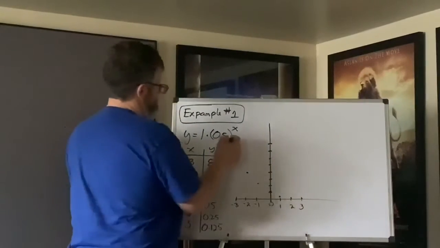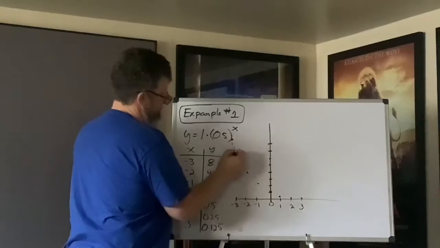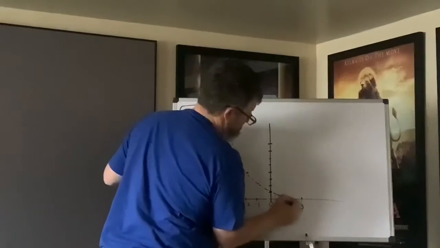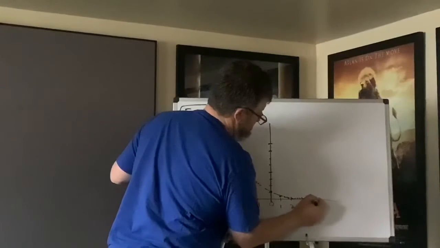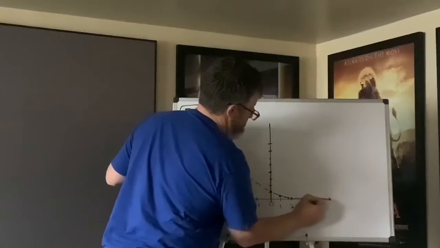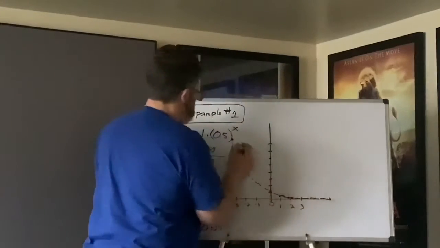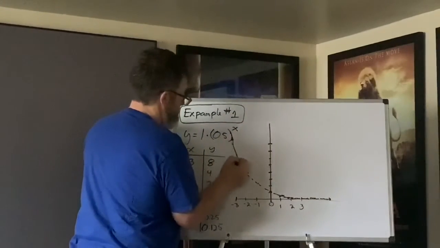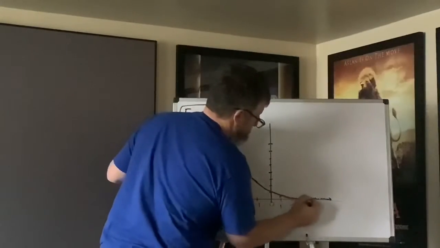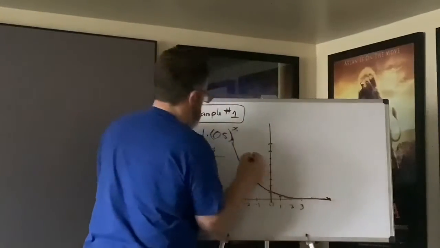Okay, here we go. I'm going to sketch, kind of use my dotted line here like this. And guess what? You never actually get to 0. You get really infinitely close to 0, but you never touch 0. Yikes. There's your graph.